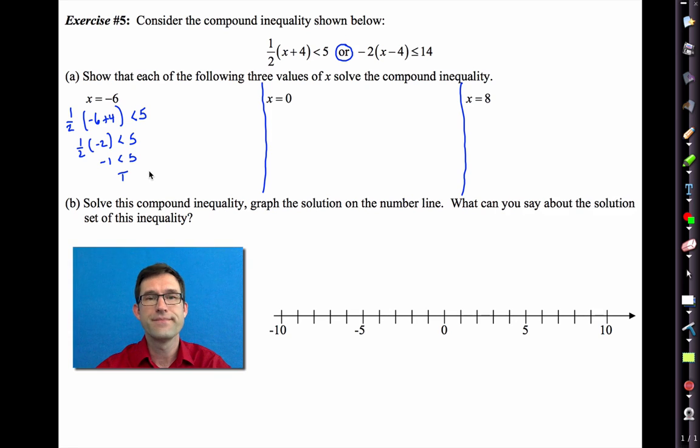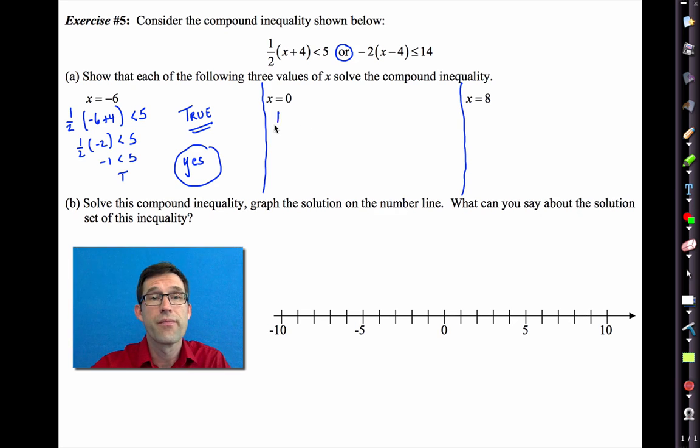Again, think about why. Good. Hopefully you figured it out. If any part of an or statement is true, the overall thing is true. So yes, -6 better be shaded. When all is said and done, -6 better be shaded.